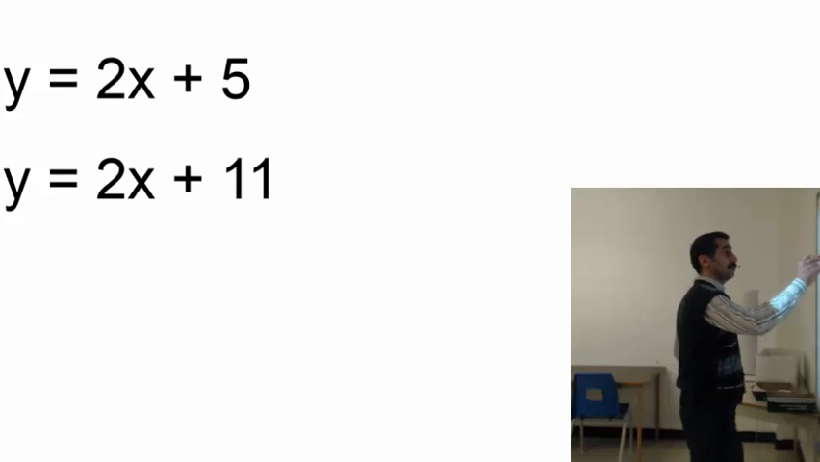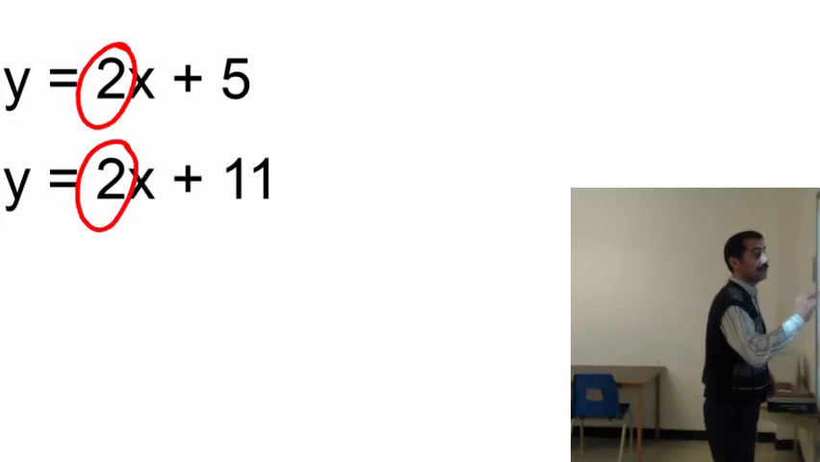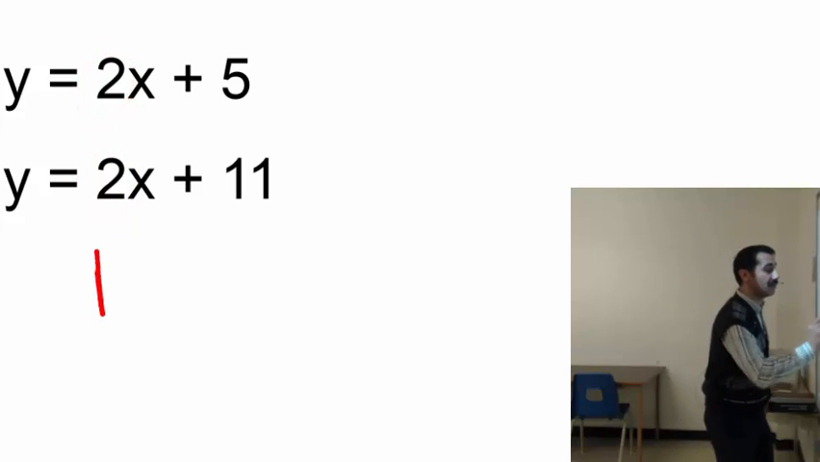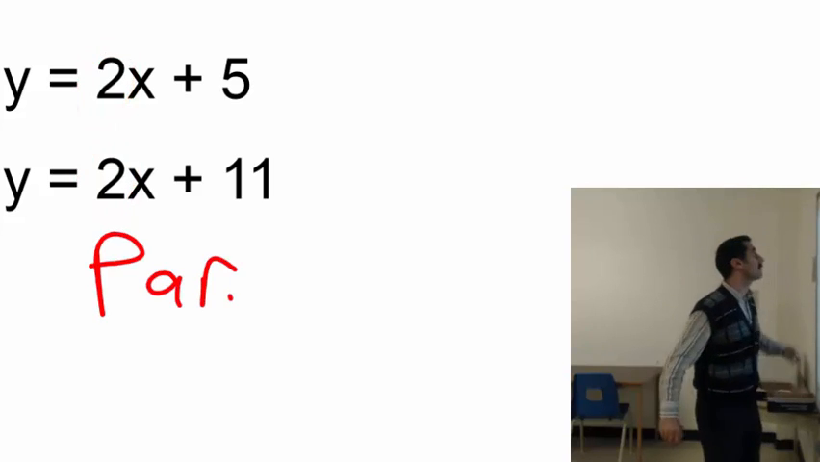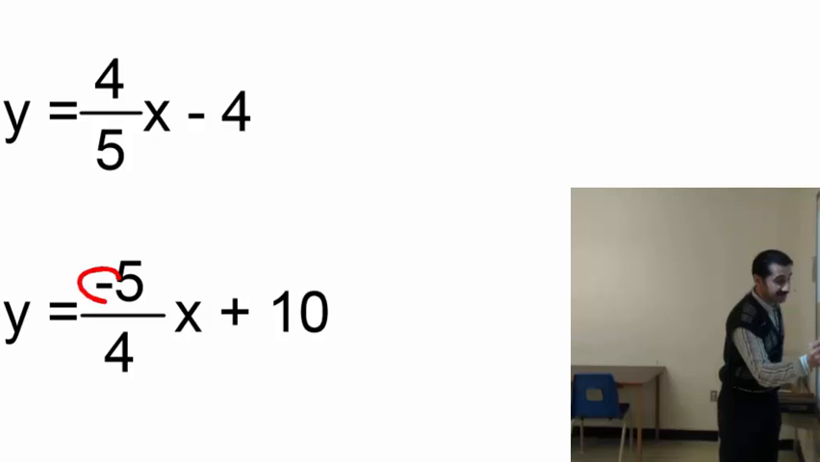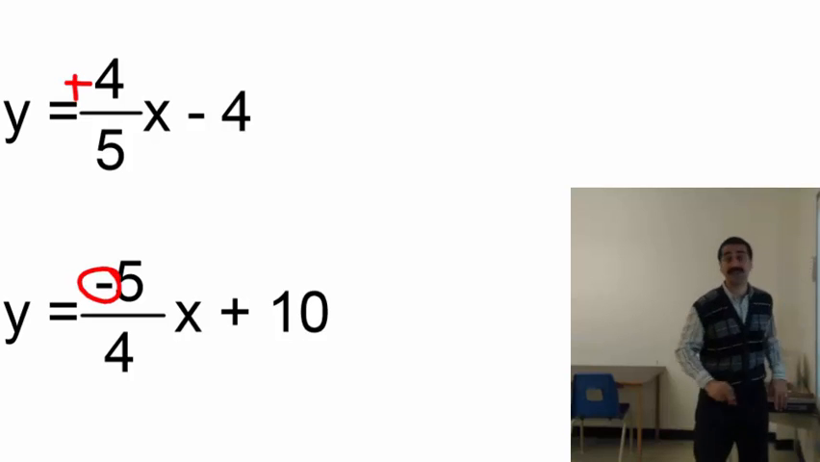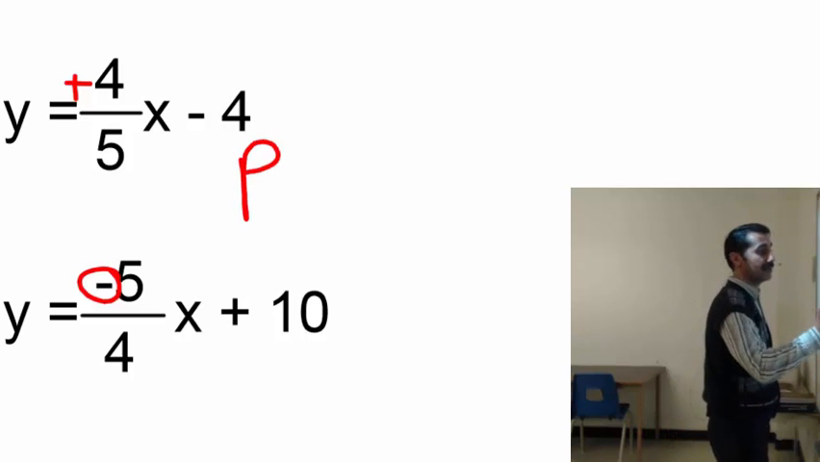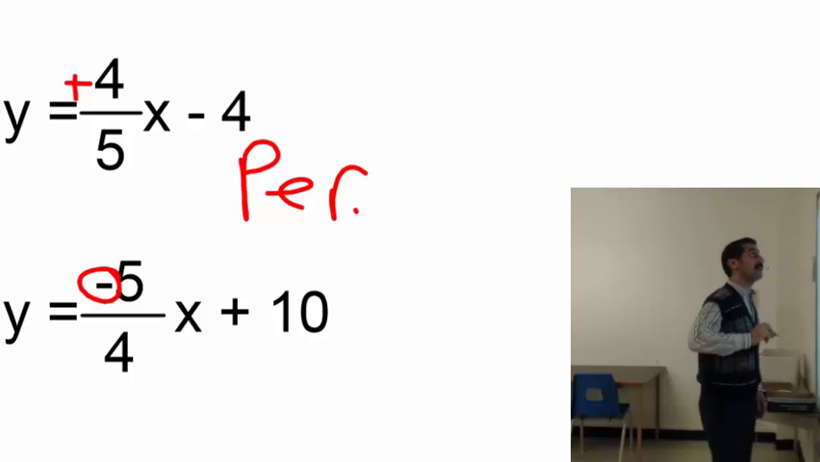So I see 2 here, I see 2 that are exactly the same, meaning these two lines are parallel. And I see 4 over 5 there, I see 5, I see the negative sign here and positive sign here, so they cannot be parallel, but they can be perpendicular, and it's flipped. Yes, these two are perpendicular lines.